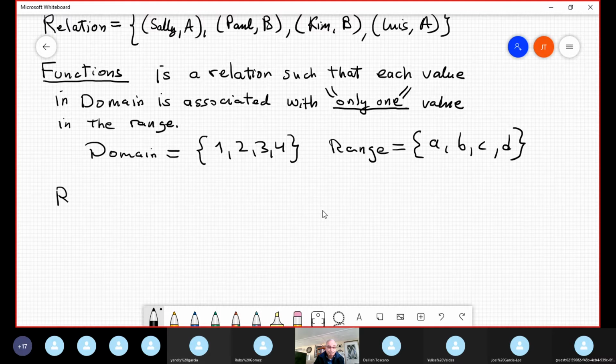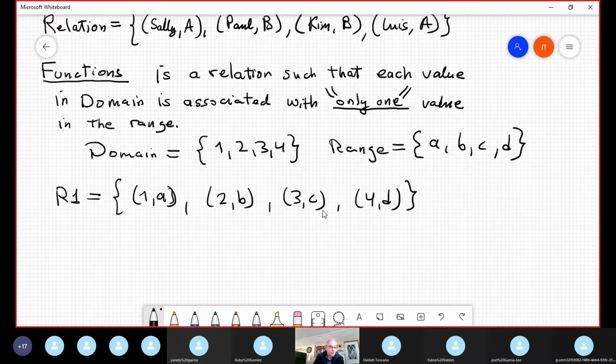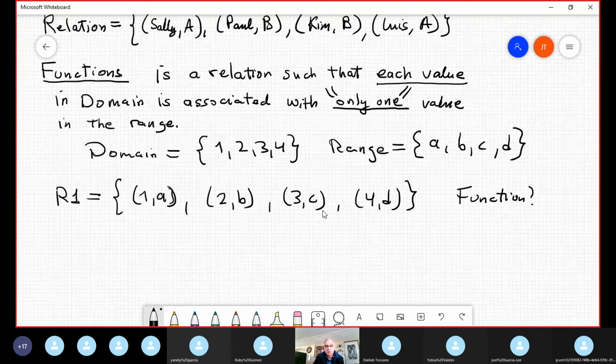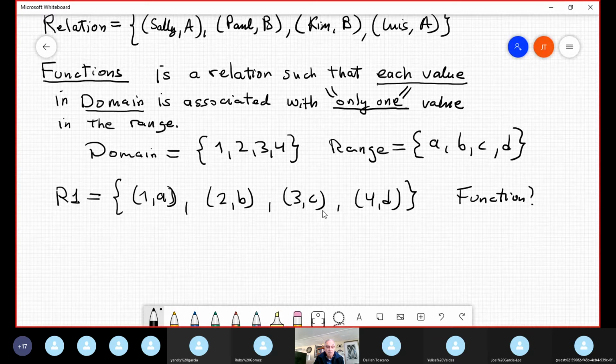For example, relation 1 is, look at that: I associate 1 and A, 2 and B, 3 and C, 4 and D. Okay, easy. My question is, is it a function or no? According to the definition of function, remember, the definition says each value in the domain. Of course, yes, it's obvious, yes, because you associate 1 and A, 2 and B, and so on.